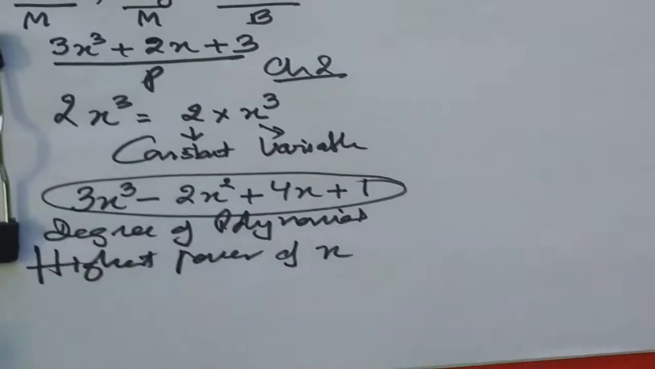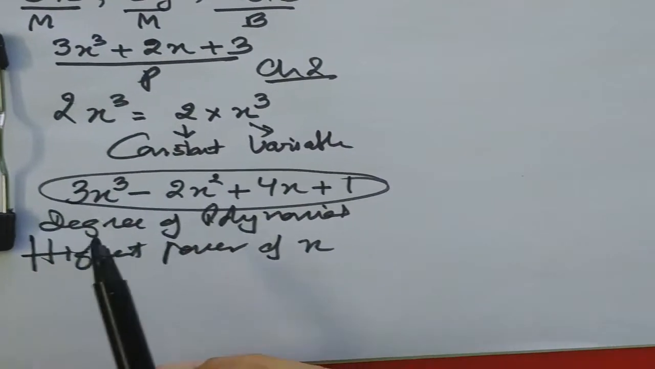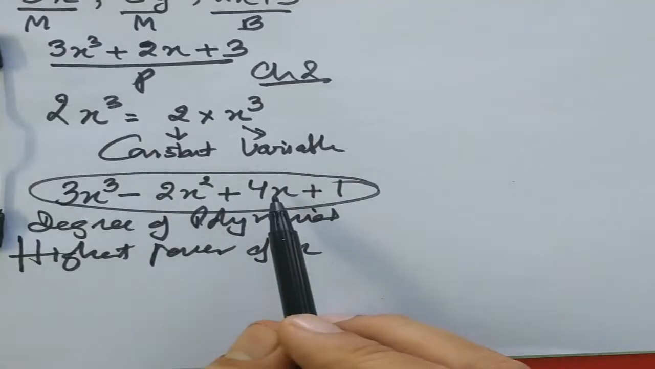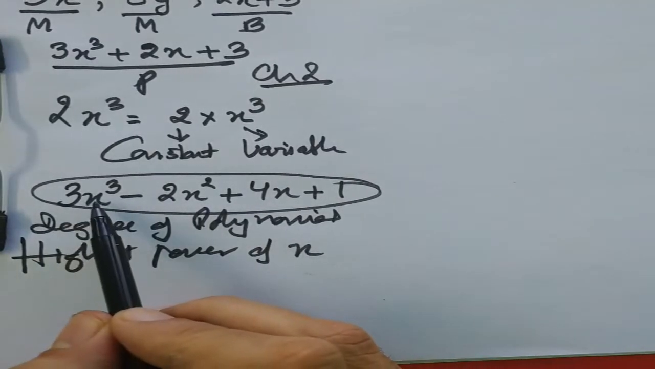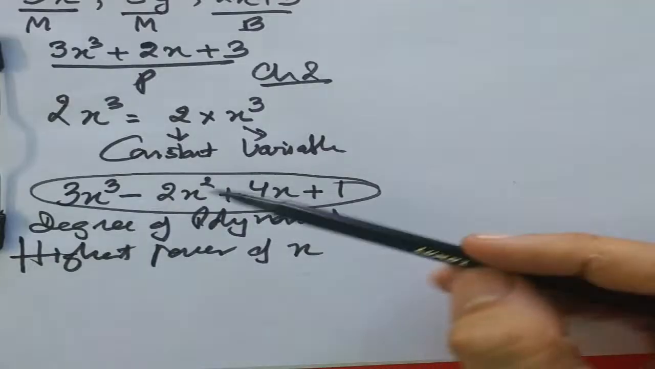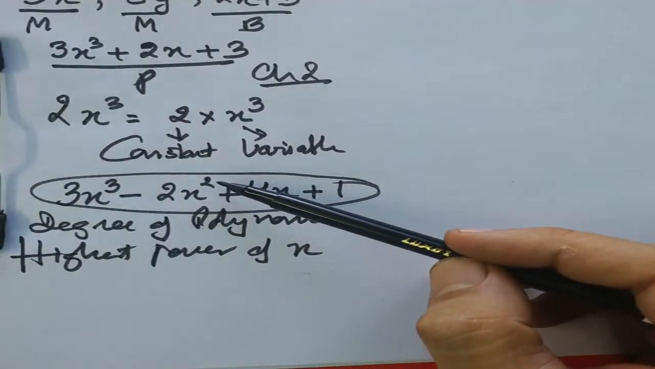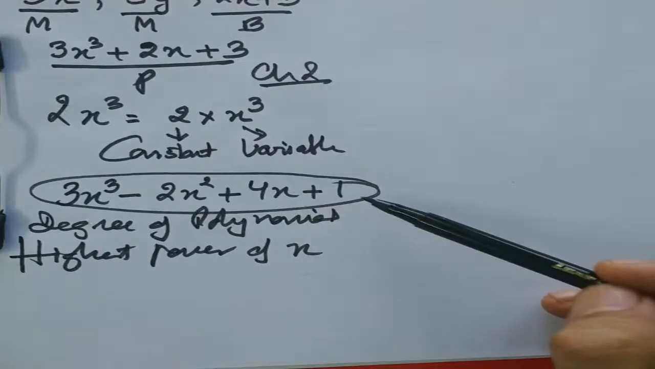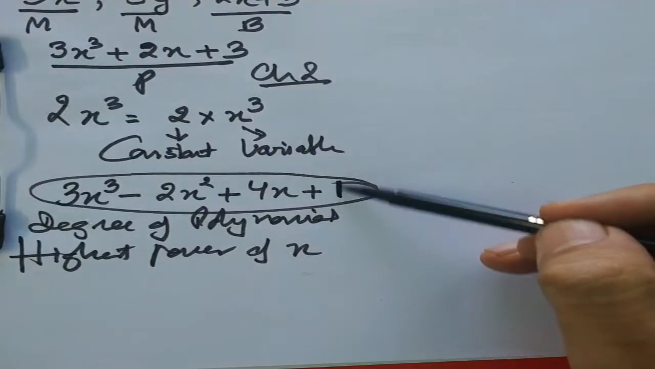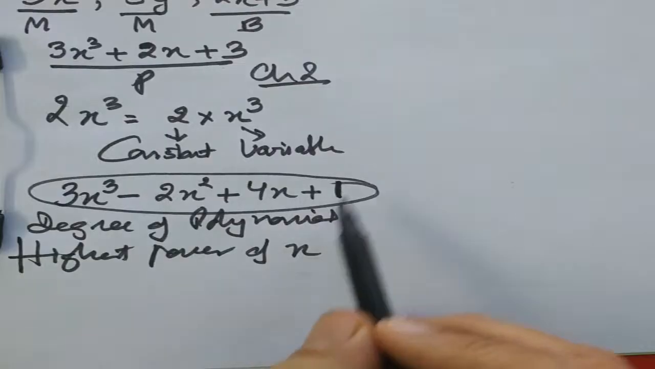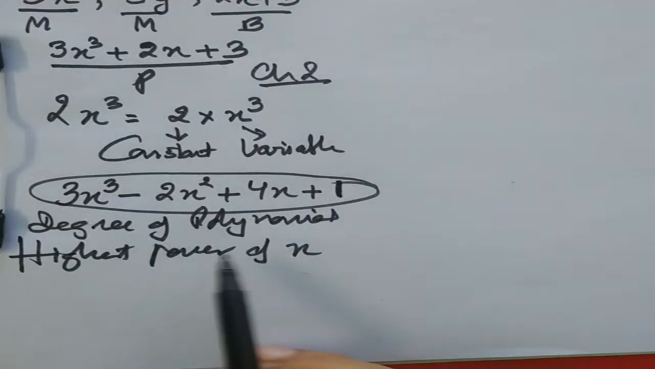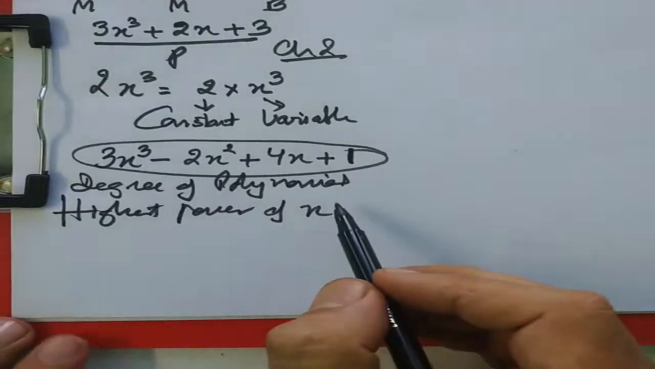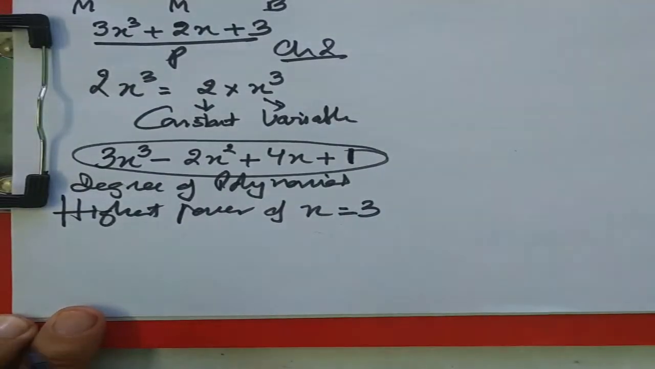You can see 3x cube, 2x square and 4x. The degree of x here is 3. The degree of x here is 2. And the degree of x here is 1. And there is no x in the last term. So the degree of the polynomial means the highest power of x. So the highest power of x in this question is 3.